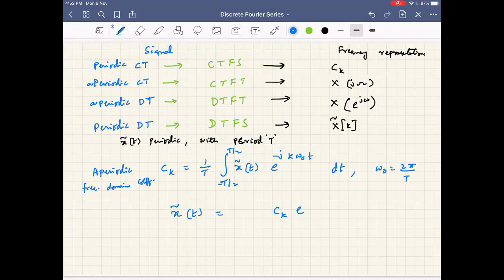Here it is minus, and here we can write j k omega naught t, right? So if we find the correlation of the corresponding coefficient ck with respect to the complex exponential e power j k omega naught t, across all the possible values of k ranging from minus infinity to infinity, what we get is the time domain representation of the periodic signal x tilde of t, right?